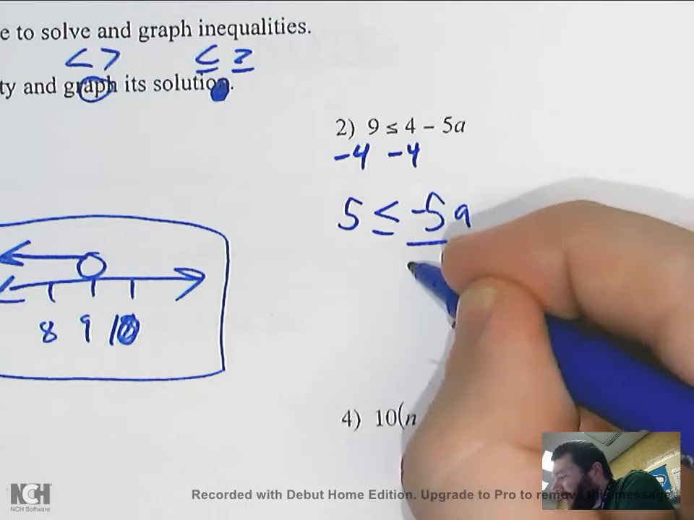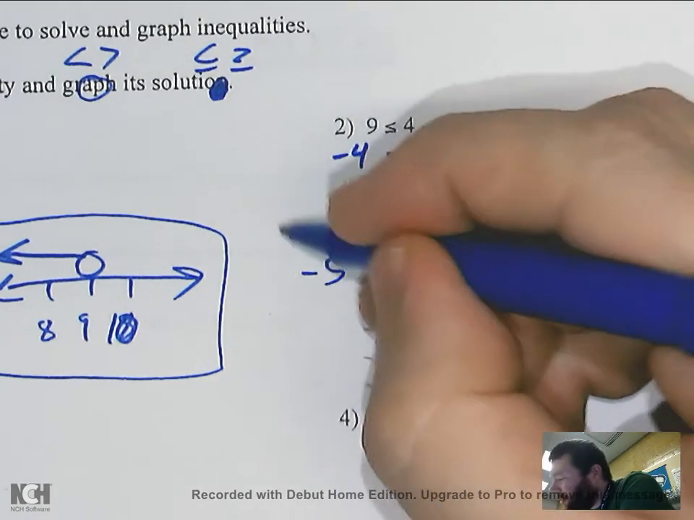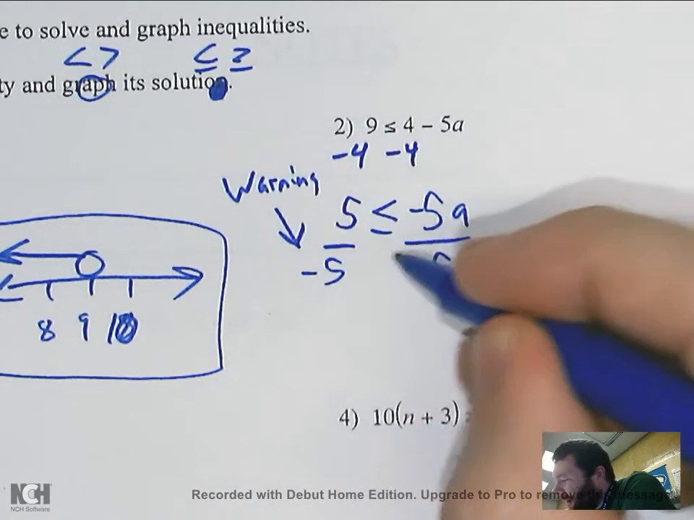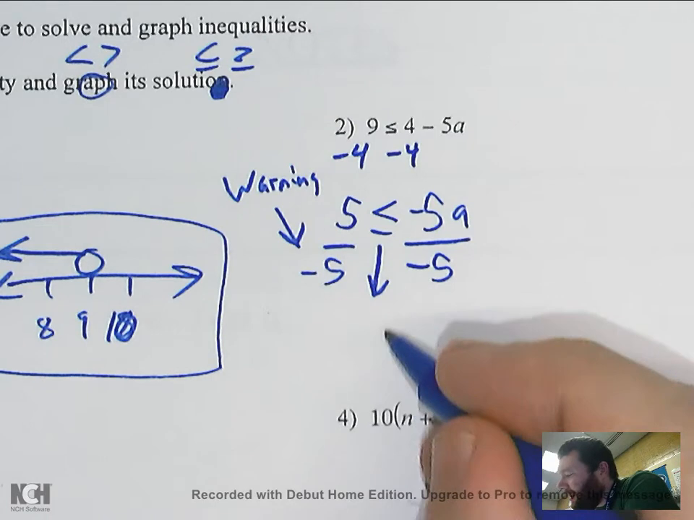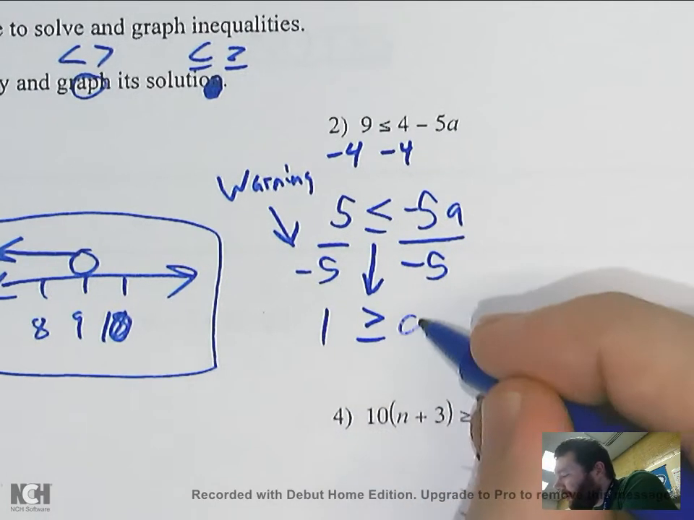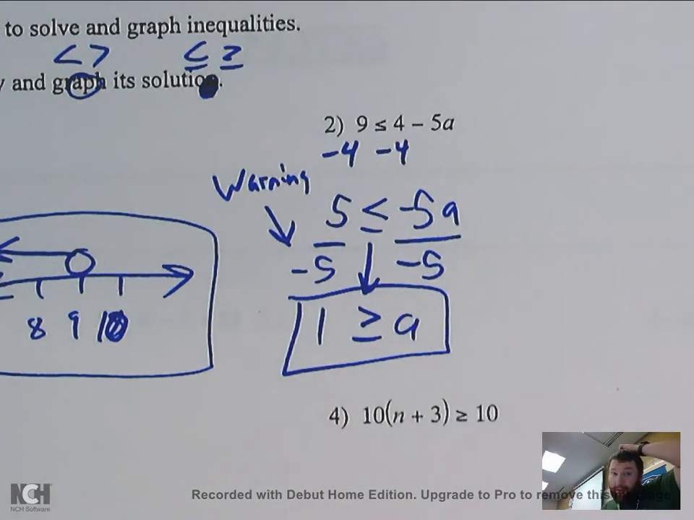Then we're going to divide by negative 5 to each side. So we're dividing by a negative number. So warning, we are dividing by a negative number. That means this inequality sign is going to flip around and go the other direction. Okay, so there is another answer there.